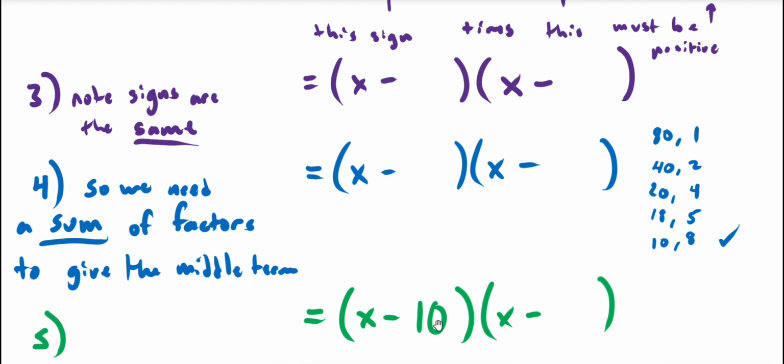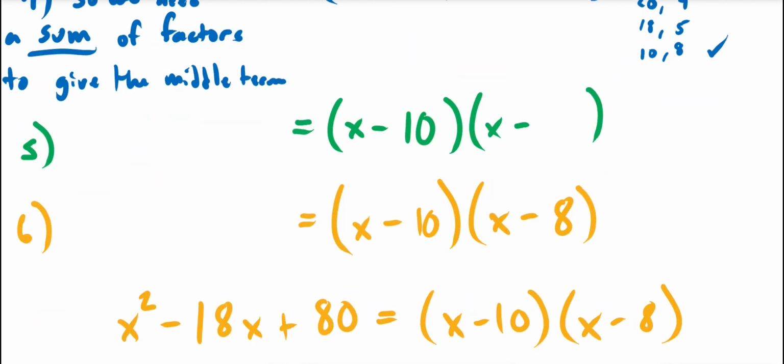Actually, it really doesn't matter, right? Because multiplication is commutative. But I just get in the habit of putting the bigger one first and the smaller one second. And that is our factorization, right? We have that x squared minus 18x plus 80 is equal to x minus 10 times x minus 8. And you could FOIL this out and make sure that that is the case.